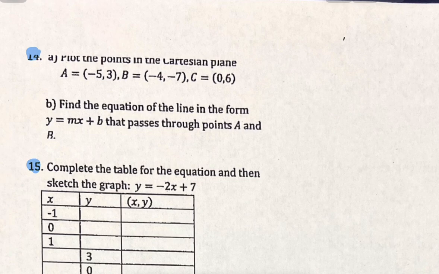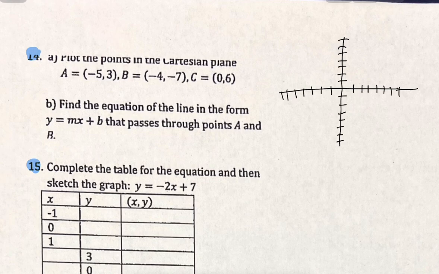Okay. So for 14, just make a little Cartesian plane. You need about 7 pieces going up and down, left and right, and then everything will fit for A. So all they want you to do is plot the points. I'm going to do the first one to show you exactly what I'm looking for. They say that point A is negative 5, 3.